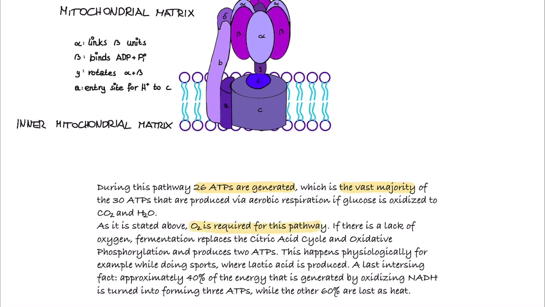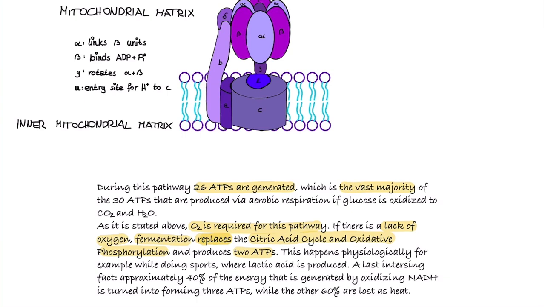And if there's no oxygen, basically fermentation replaces the citric acid cycle and oxidative phosphorylation and produces only 2 ATPs. So oxidative phosphorylation really is very, very useful for cells as so much more ATP is generated. And that's the main goal.